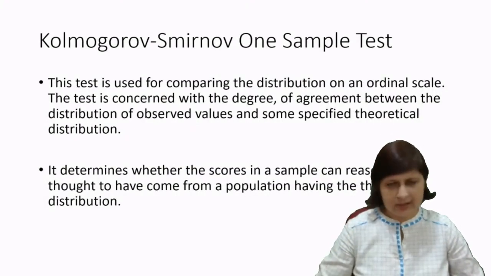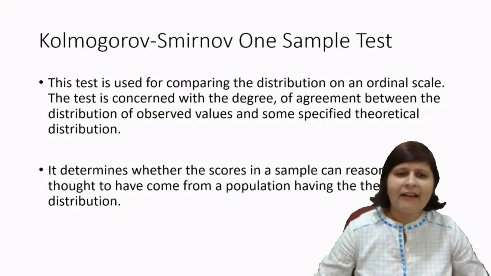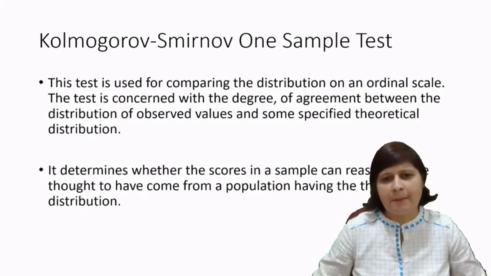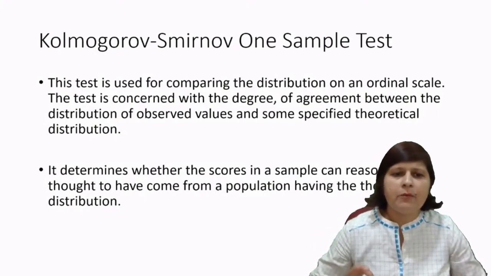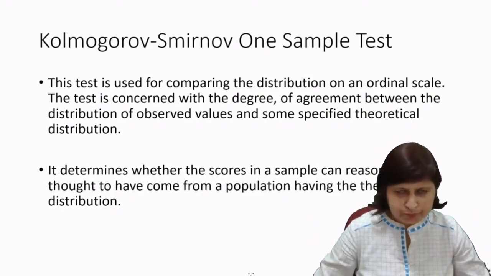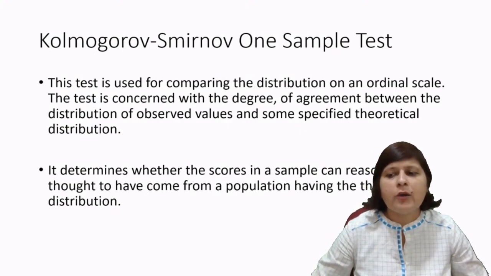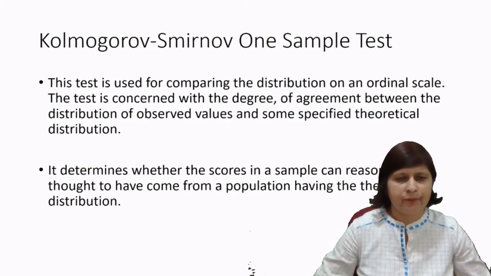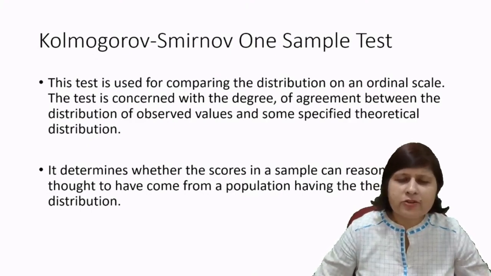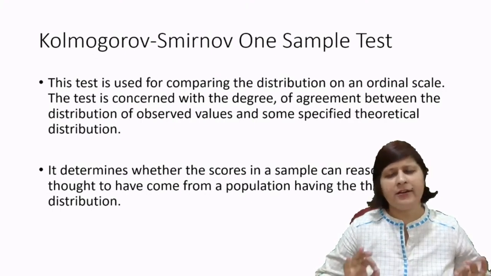What is this test for goodness of fit? We'll discuss that. Before that, we'll discuss another test, the KS one sample test, that is the Kolmogorov-Smirnov one sample test. It is also known as the KS test. This KS test is used for comparing the distribution on an ordinal scale. The test is concerned with the degree of agreement between the distribution of observed values and some specified theoretical distribution.